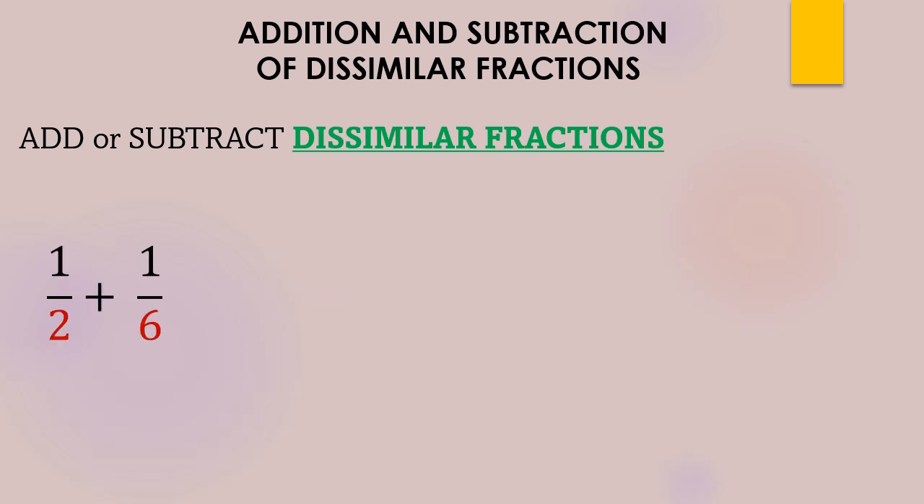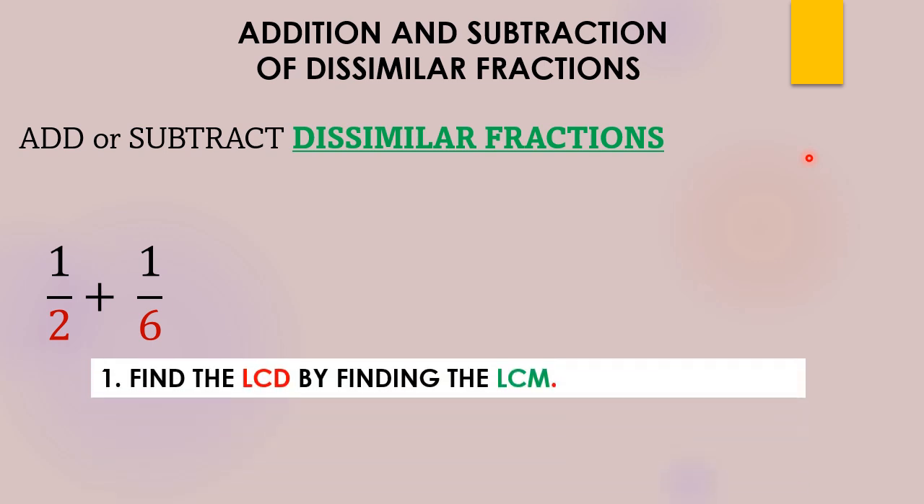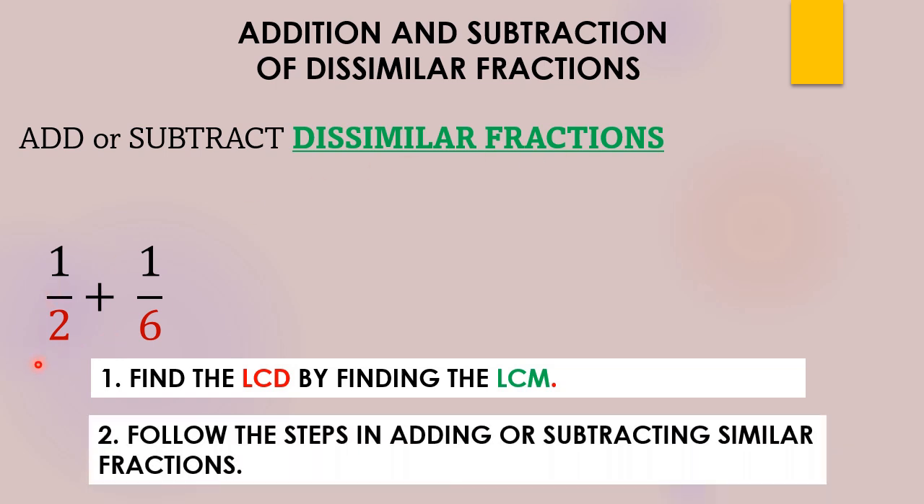Next, another one. I have here 1/2 plus 1/6. In some cases, we can also find the LCD by finding the LCM or the least common multiple. So how do we find the LCM of these two denominators? By simply enlisting the multiples of 2 and 6.